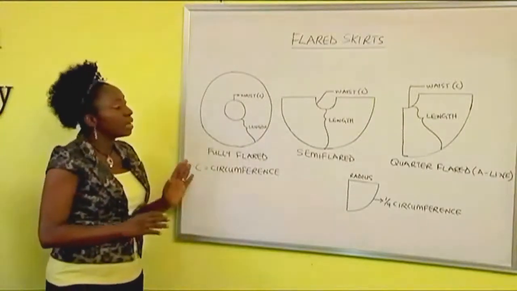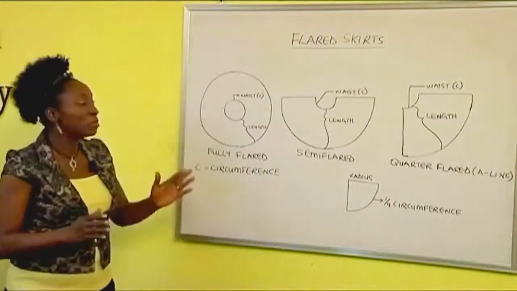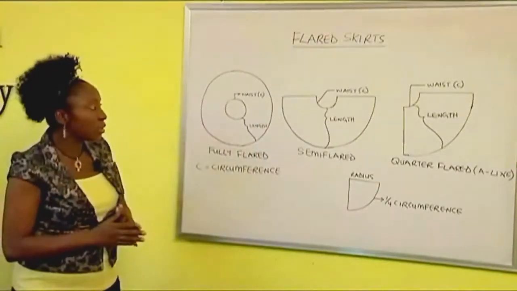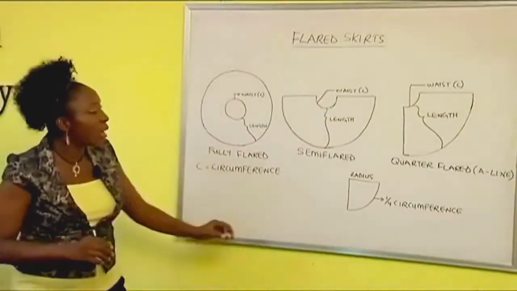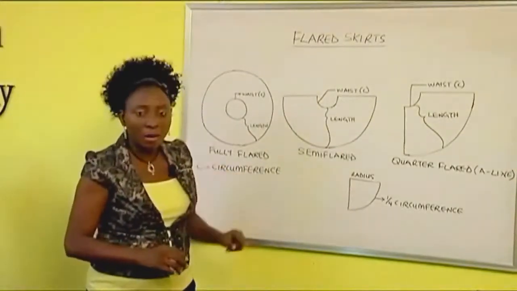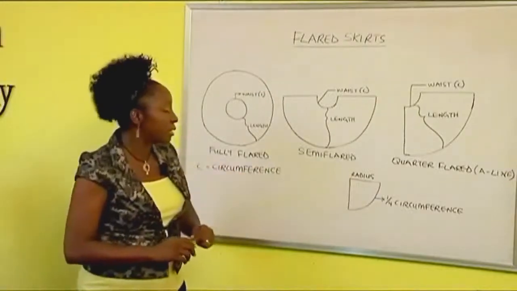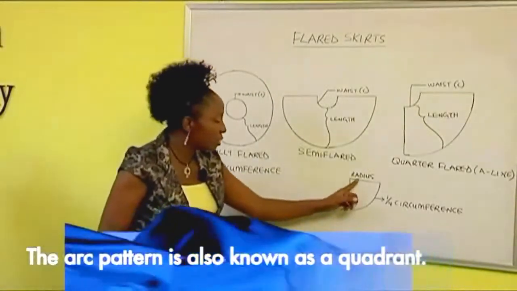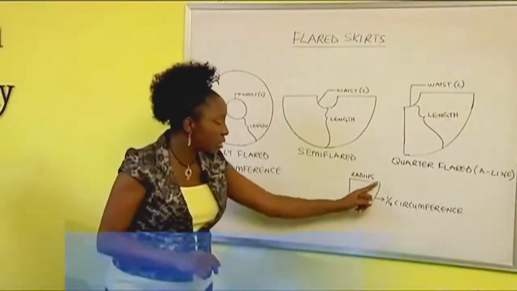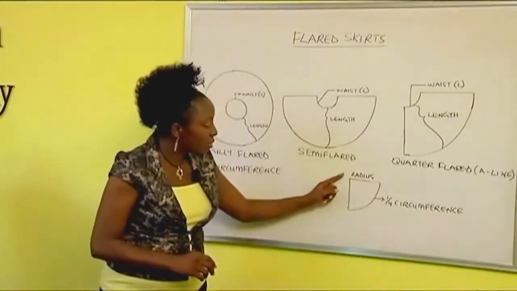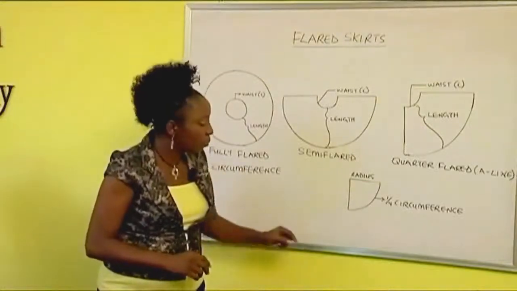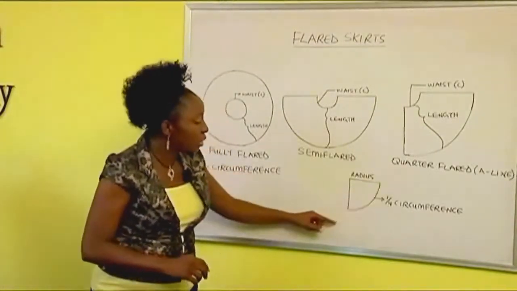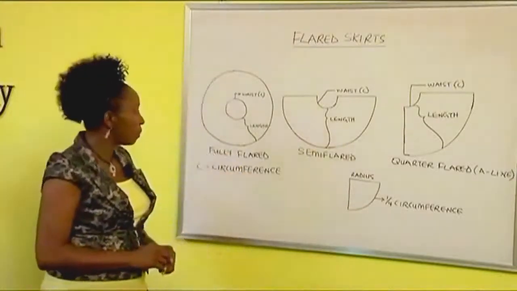Now to make our pattern, obviously we're not going to make this huge pattern of the massive skirt, but we're going to make the pattern called the arc. It's called the arc pattern. You can see the radius here, just like a quarter circle. This is the middle of the circle. And this part here represents a quarter of the circle, a quarter of the circumference.